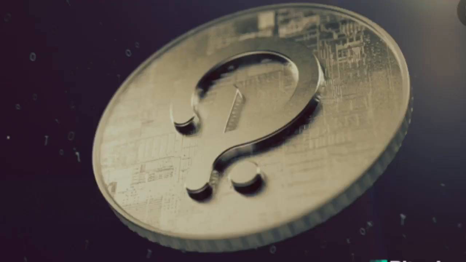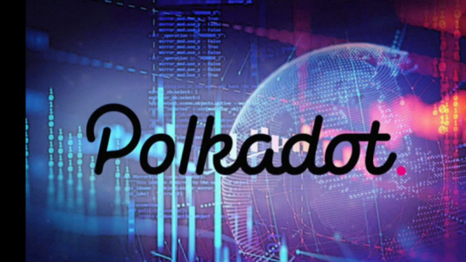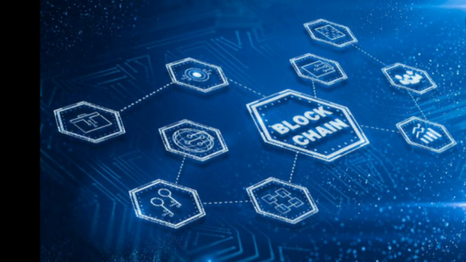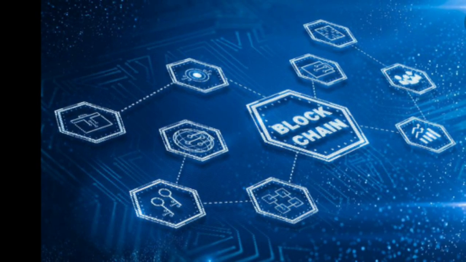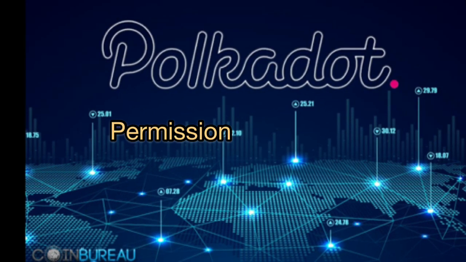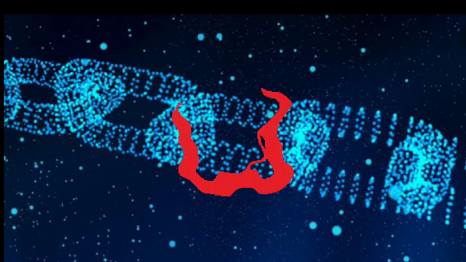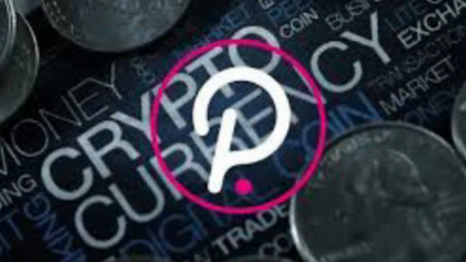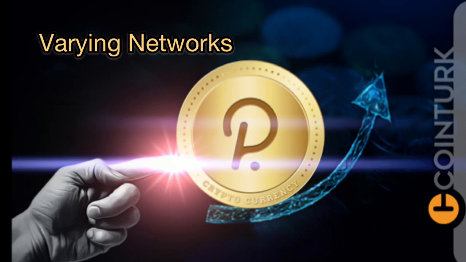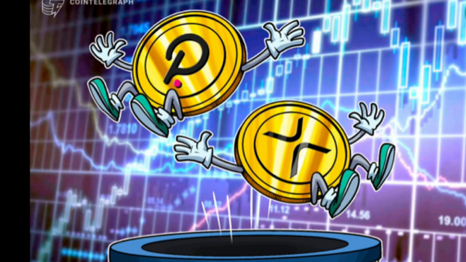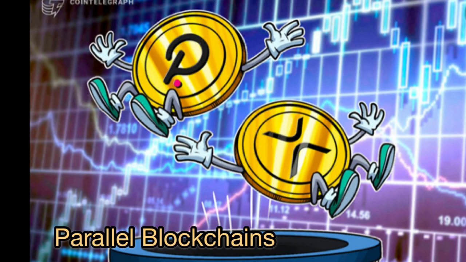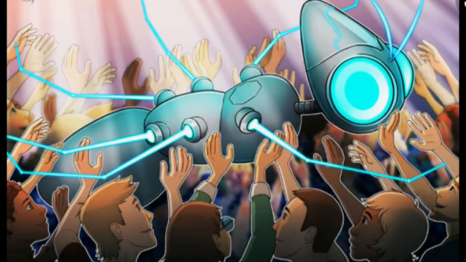Polkadot is a unique proof-of-stake cryptocurrency that is aimed at delivering interoperability between other blockchains. Its protocol is designed to connect permissioned and permissionless blockchains as well as oracles to allow systems to work together under one roof. Polkadot's core component is its relay chain that allows the interoperability of varying networks. It also allows for parachains, or parallel blockchains with their own native tokens for specific use cases.